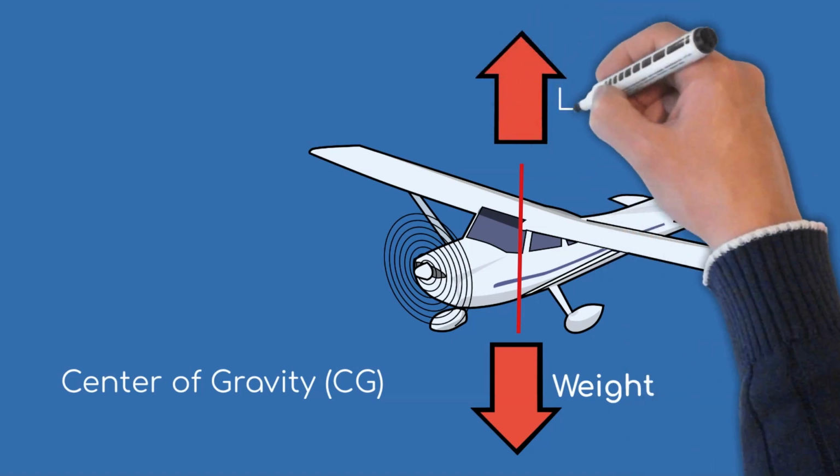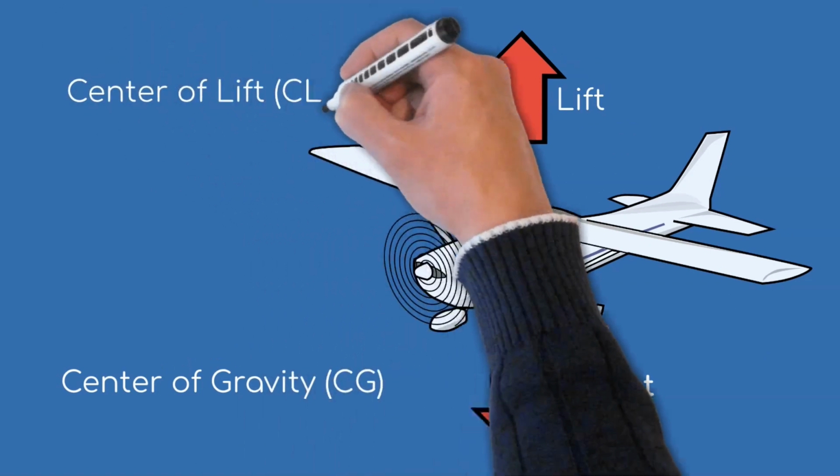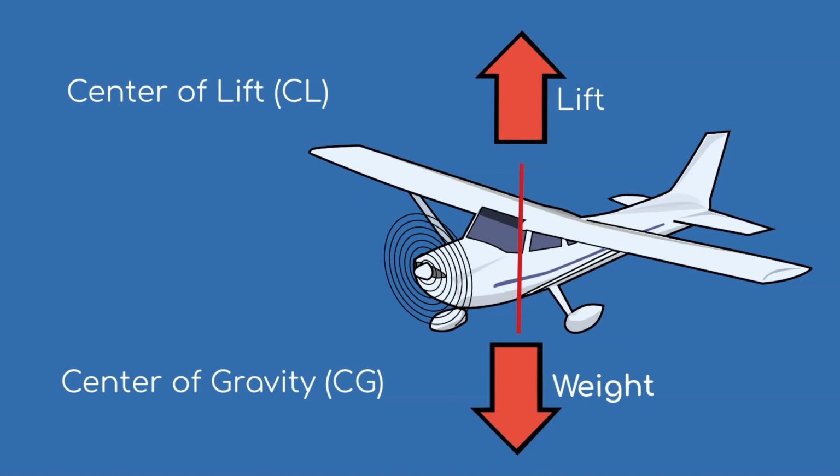Lift is produced by the wing and opposes weight. It acts perpendicular to the path of the aircraft through the center of lift of the wing. The center of lift is sometimes abbreviated CL, although the abbreviation is usually not spoken.